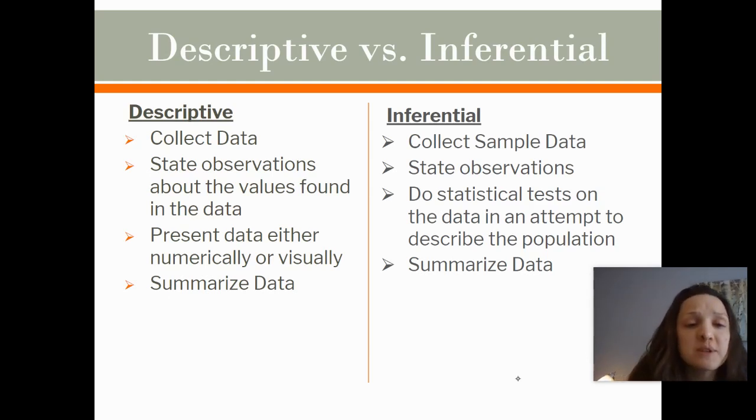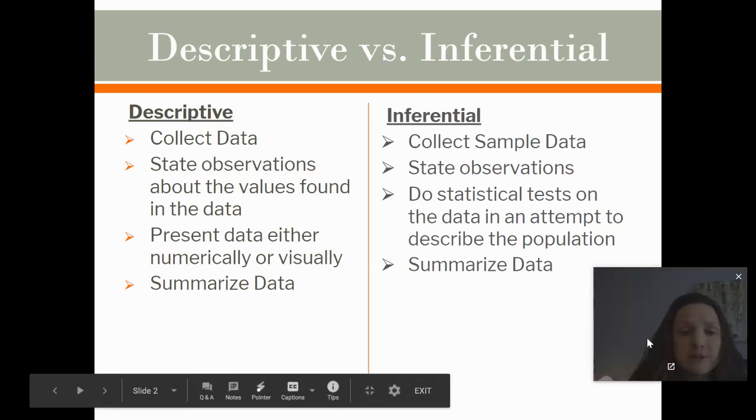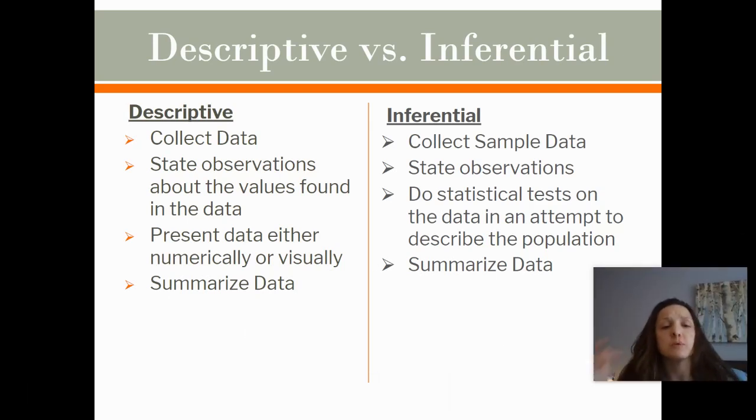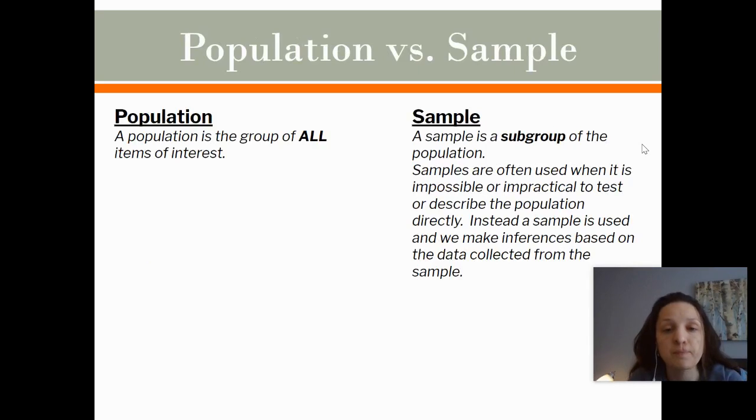So in descriptive stats, we collect data here. We state some observations about that data. We present it numerically or visually. We summarize it, and we'll talk about all the ways in which we can summarize it later. Inferential stats is when we collect sample data. We state observations on that sample, but then we say, because the sample did this, I think the larger population as a whole is going to do something similar. And then we make some hypotheses as we summarize that data.